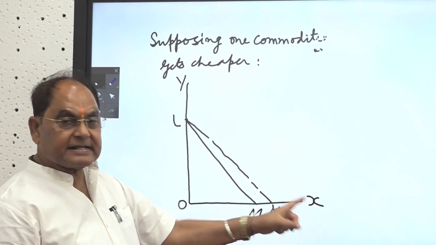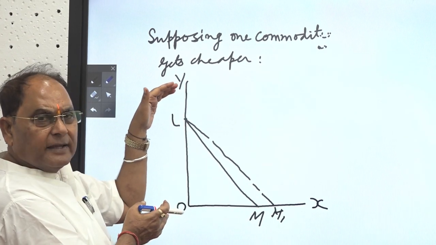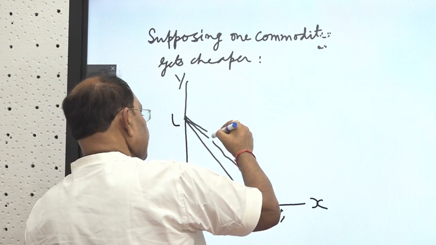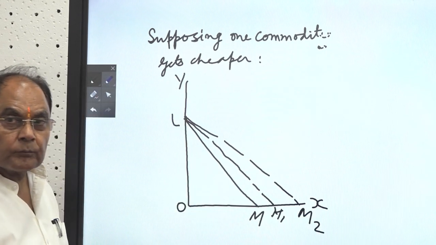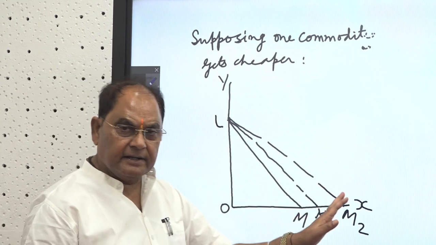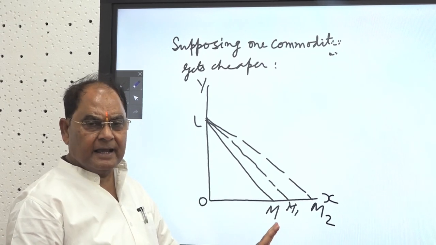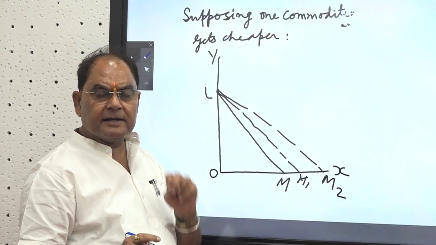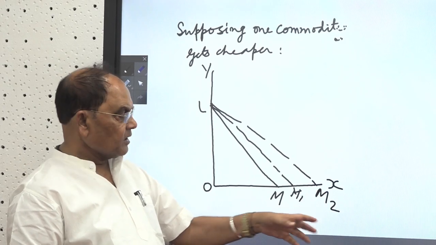Additional quantity of X can be purchased, but the point on the Y axis is unchanged because there is no change in the price of Y. Only the price of X has come down. Supposing it falls further, then another line will be drawn, and supposing it meets at M2. So you must be noticing very clearly that a parallel shift in the budget line denotes a change in income. But a shift in the budget line on one axis only, from one point to another, shows that there is a change in the price of this particular commodity X. This is one situation.